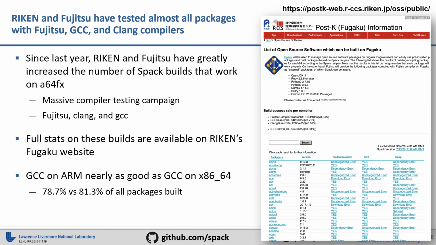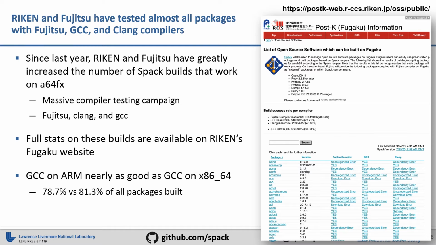We've been working with the team at Riken and Fujitsu for over a year now, maybe a year and a half, 2, as they have tried to build all Spack packages on Fugaku. They're using Spack to provide open source software for users on the machine. And their first step to doing this was they basically just took Spack and they tried to build all the packages with all the different compilers they cared about. And so they have this website that you can go to here, rccs.riken.jp/open source software/public. And you can see the result of every one of their builds.